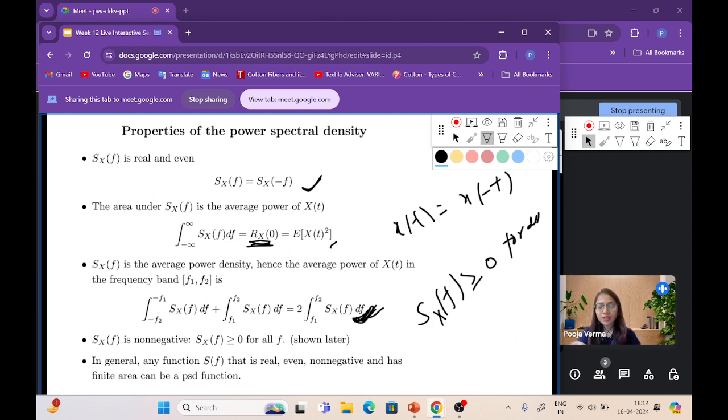Okay, in general, any function S of f that is real, even, non-negative and has a finite area can be a PSD function, or power spectral density function. These are some properties of the power spectral density. The power spectral density is a real, even and non-negative function of frequency, and it is calculated over a finite area.